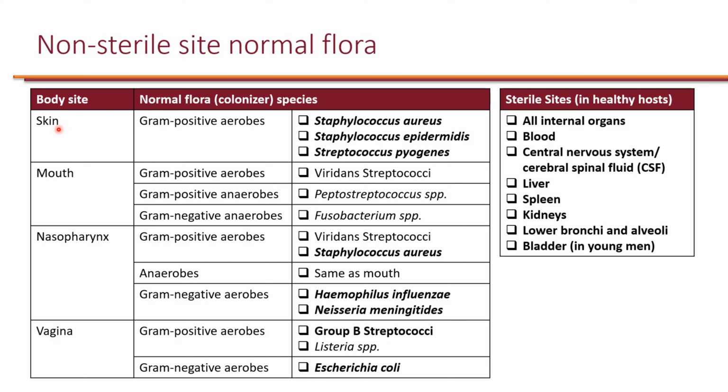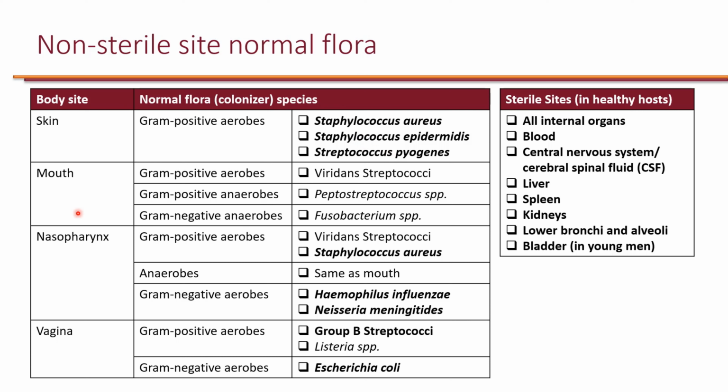So the skin, in general, has gram-positive aerobes, such as any Staphylococci species, including Staph aureus. So if you find Staph aureus on the skin, it's not necessarily an infection in a healthy host. Occasionally, this may cause skin infection. But in the absence of any signs and symptoms of an infection, it's okay to have these organisms on the skin. This is part of the flora.